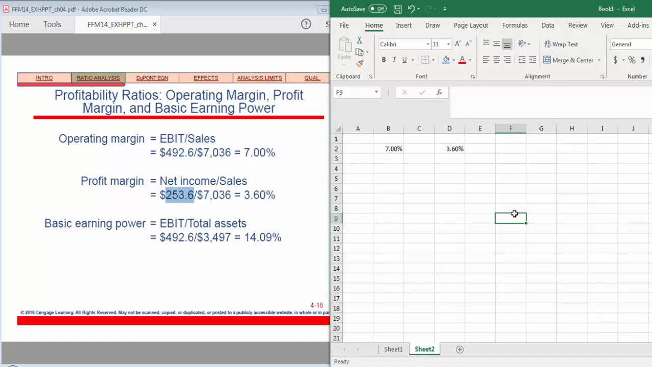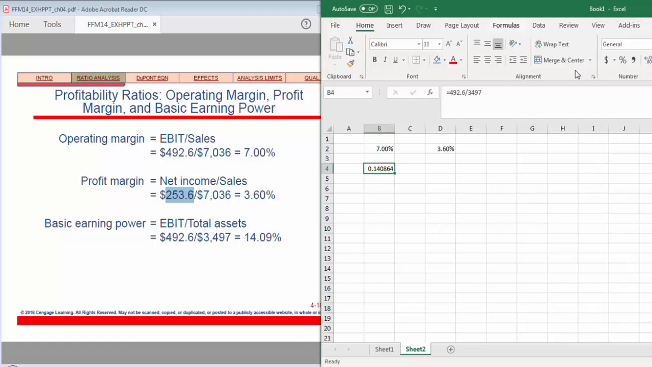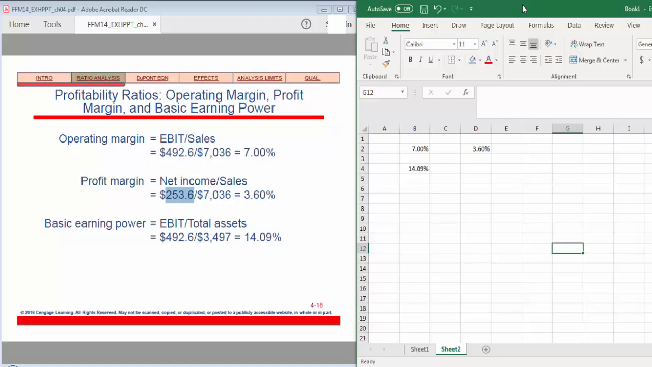Now, basic earning power is EBIT divided by total assets. Now, EBIT is going to come from the income statement, and total assets obviously is going to come from the balance sheet. So in this case, it is 492.6 divided by 3497. And again, the more you practice, the more you familiarize yourself as to where these numbers are coming from, the easier it'll get.